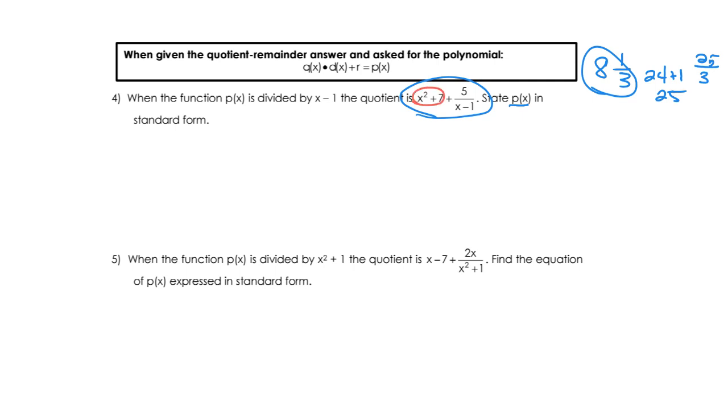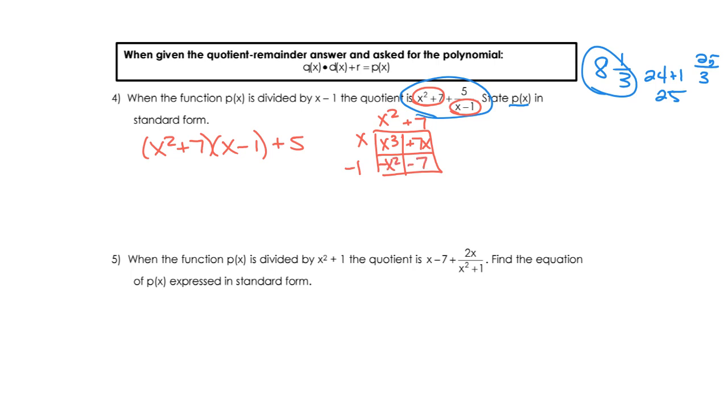And so you're going to realize that this quotient needs to be multiplied by x minus 1, and we're going to add the 5 remainder on, okay? And when we're finished, we're going to end up with a polynomial, and that's what p of x is, okay? So if we need the box to put them together, we could use the box, and we have x squared plus 7 times x minus 1, and so that's x cubed plus 7x minus x squared minus 7, okay? So that's x cubed.